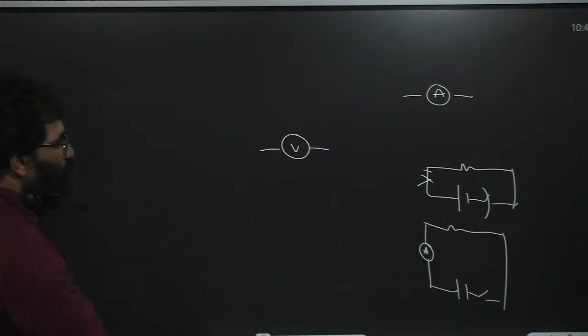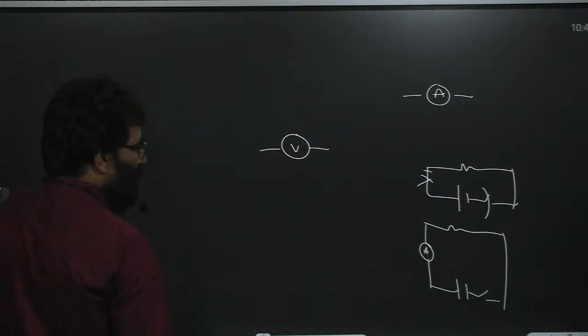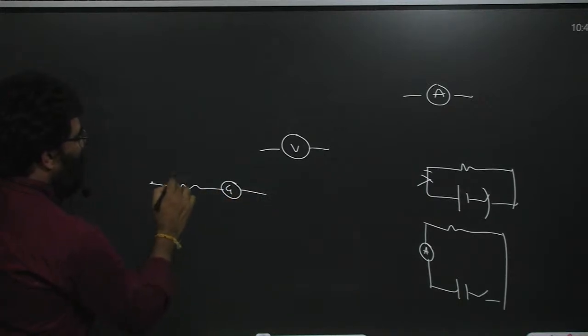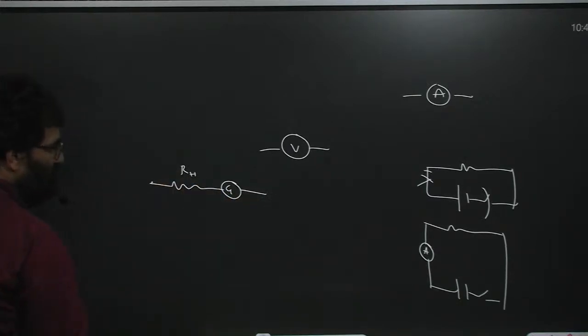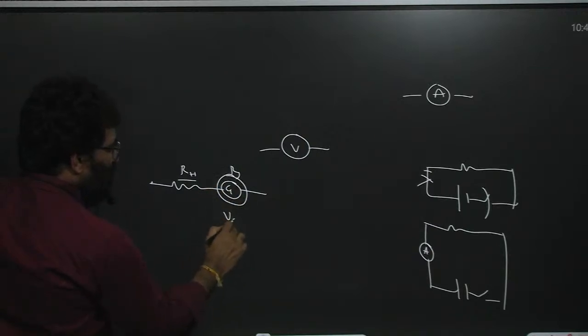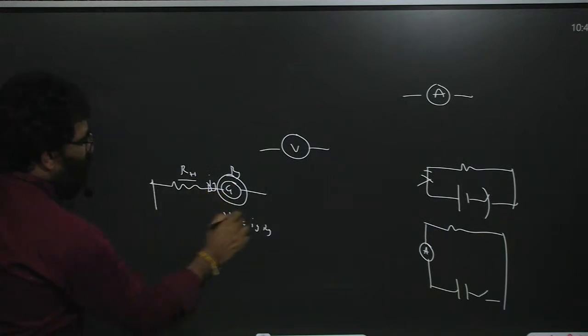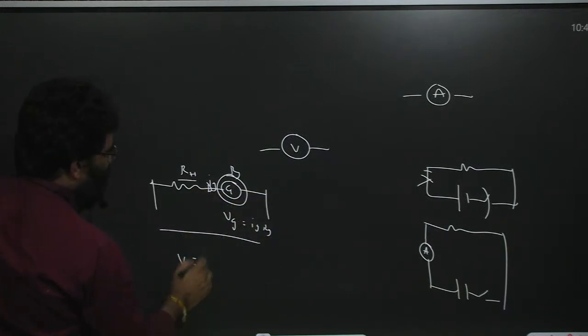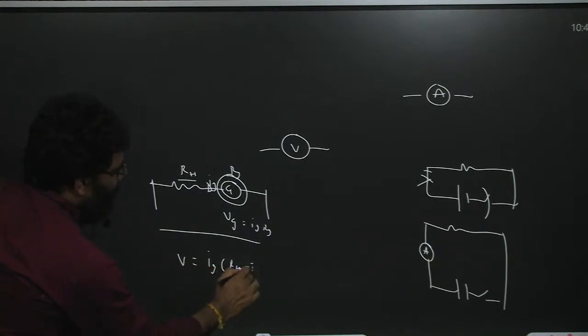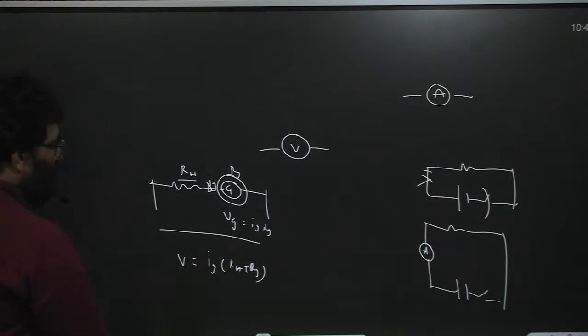Series combination. Now what is a voltmeter? A voltmeter always measures the voltage drop across any element. So we have to connect a high resistance in series to the galvanometer. Shunt resistance is small, but the high resistance must be in series, and Rg must be there. Already you know the potential drop across this is V is equal to Ig into Rg. So Ig only is flowing through this. So the potential drop across these two, V is equal to Ig into RH plus Rg. V is equal to what?